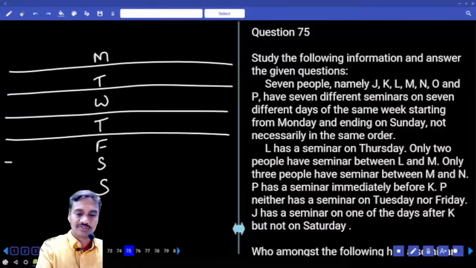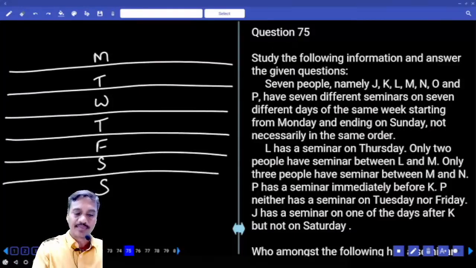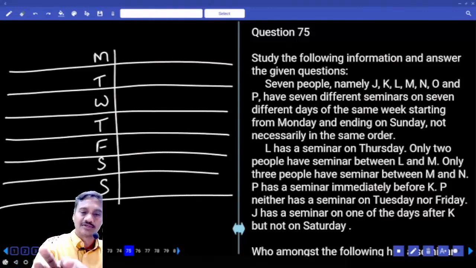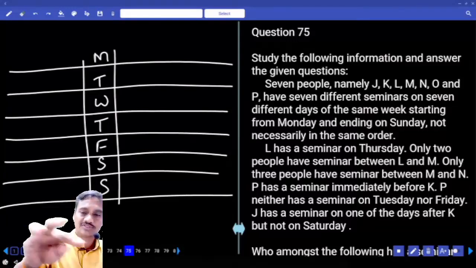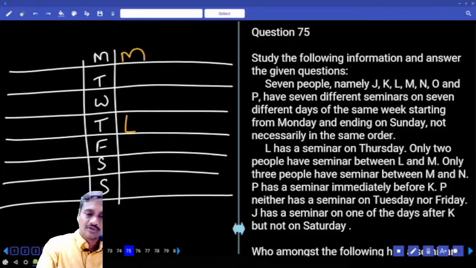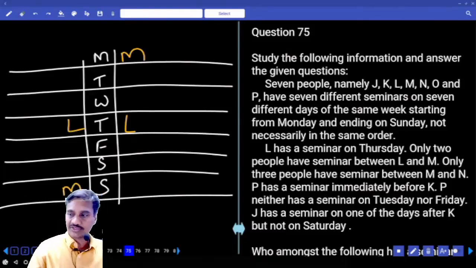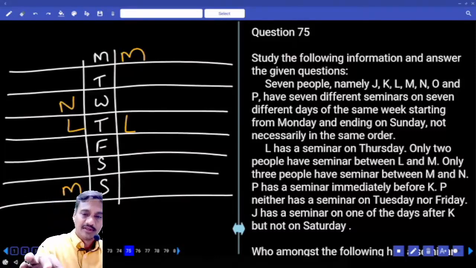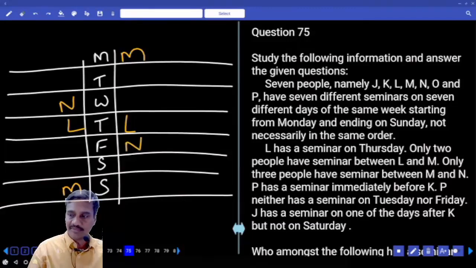Then J, K, L, M... L has a seminar on Thursday, and this is a definite information. First we need to fix the definite information here. L has a seminar on Thursday. Now L is on Thursday. Now we need to fix L on Thursday. Next one, only 2 people between L and M. M is here. Only 2 people between L and M. M is here. And only 3 people between M and N. 3 people between M and N.